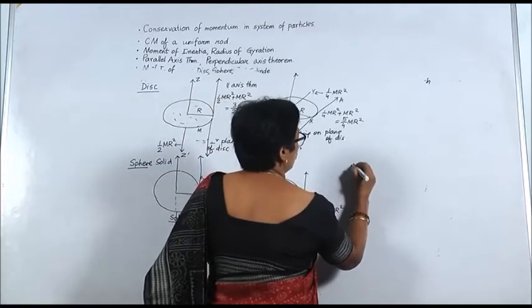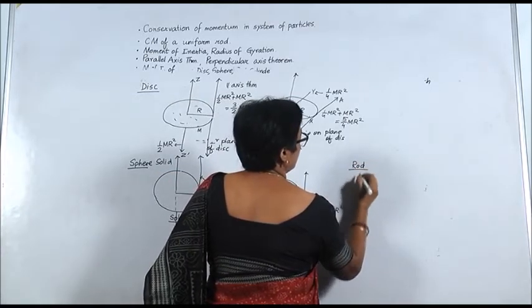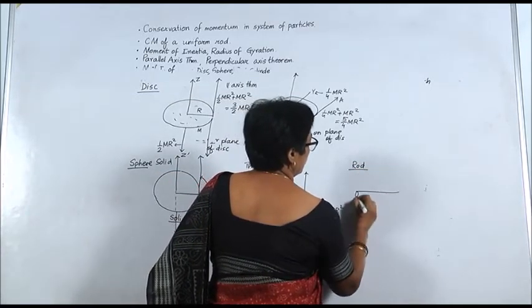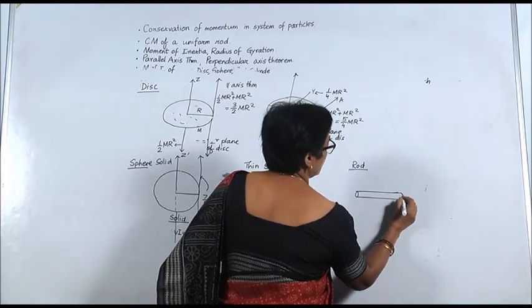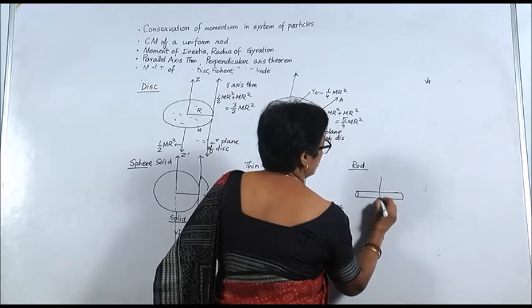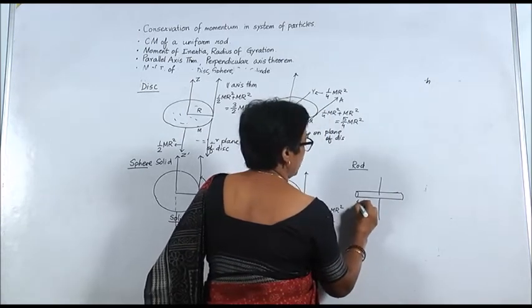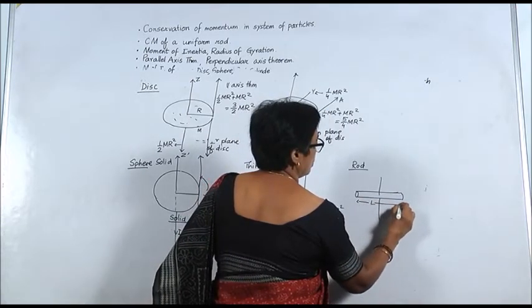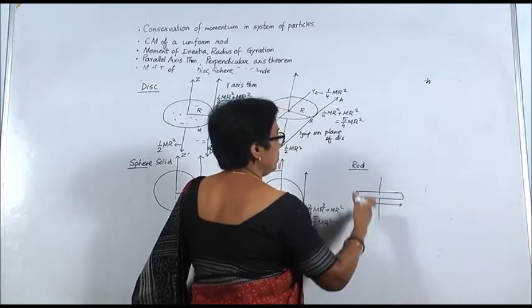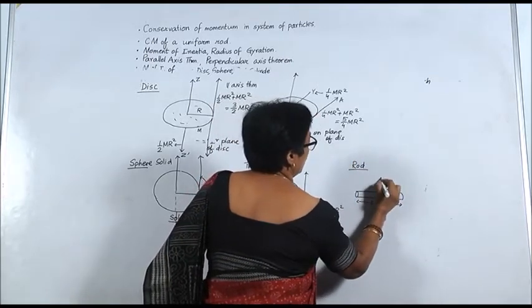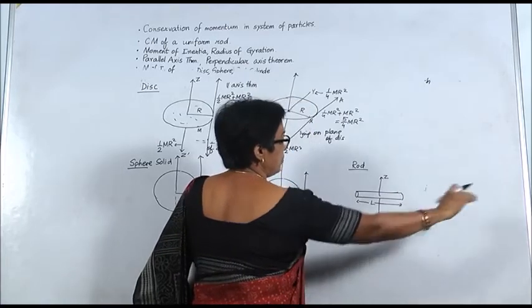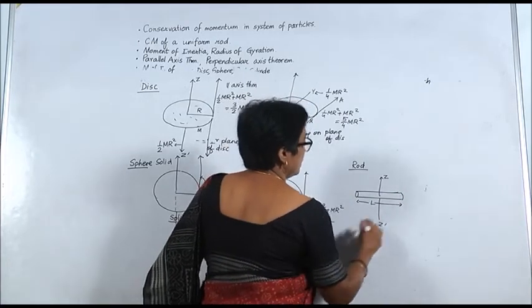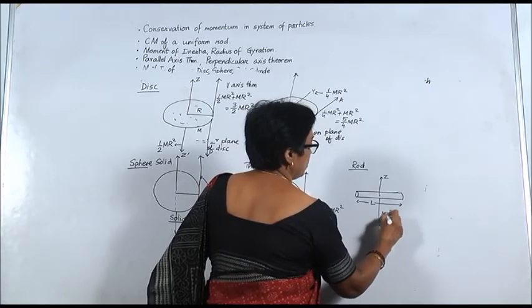Now for a rod, when I say rod, it means its cross section is very small. So the moment of inertia about an axis perpendicular to its plane and passing through its center, if z z dash is passing through the center of this rod and perpendicular to its length, then it is m l square by 12.